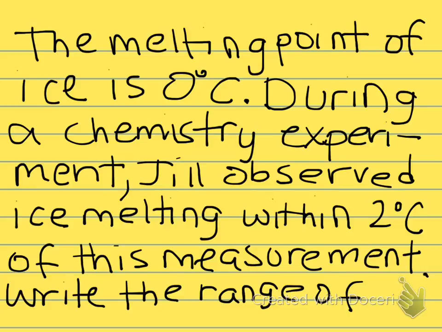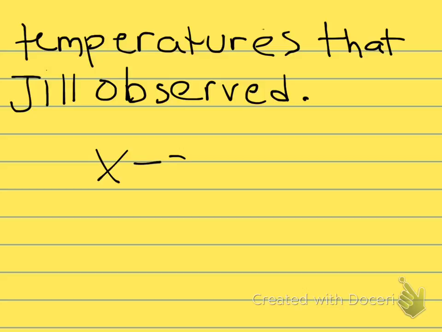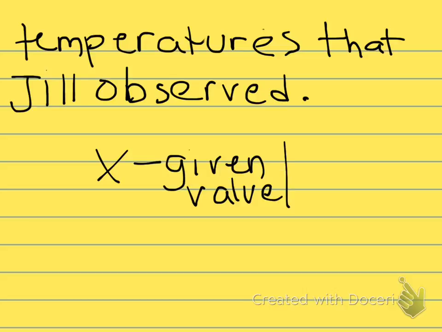And then we have one more word problem here. This is explaining the melting point of ice. So it says the melting point of ice is 0. During a chemistry experiment, Jill observed ice melting within 2 degrees of this measure. So we need to write a range of values for this. So whenever you're setting up absolute value equations, we talked about this a while ago, you would have x minus the given value in absolute value symbols, and then you'd have equals the margin of error, is what they called it.